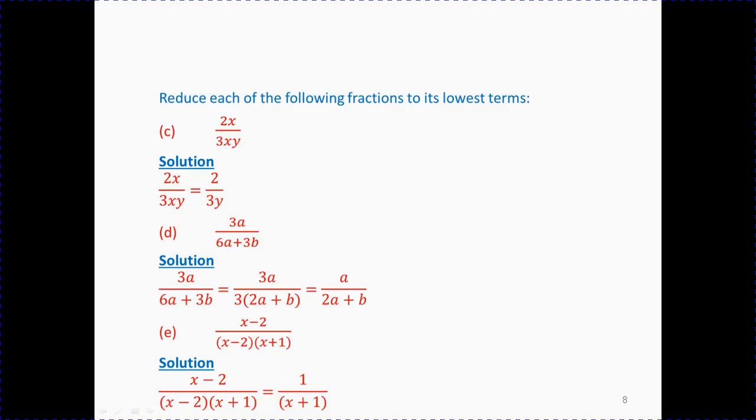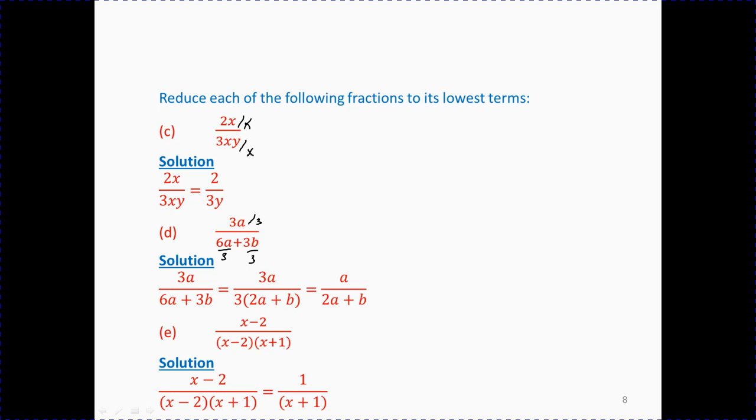Now, another example. Suppose that I have 2x over 3xy. Now for 2x over 3xy, I can divide here by x, and also I can divide by x. So finally, you will have 2 over 3y. Okay, number D: 3a over 6a plus 3b. Now the only thing that is common between denominator and numerator is 3. So divide here by 3, and also divide the numerator by 3. So finally, you will have a over 2a plus b.